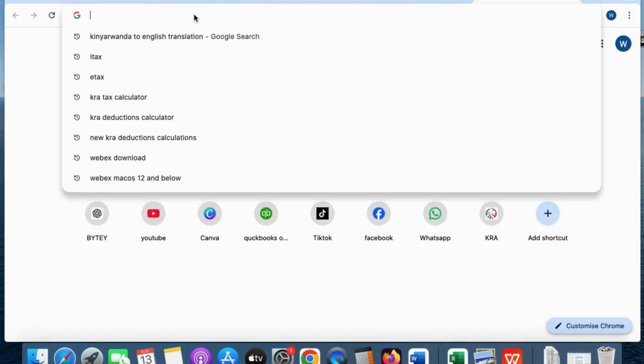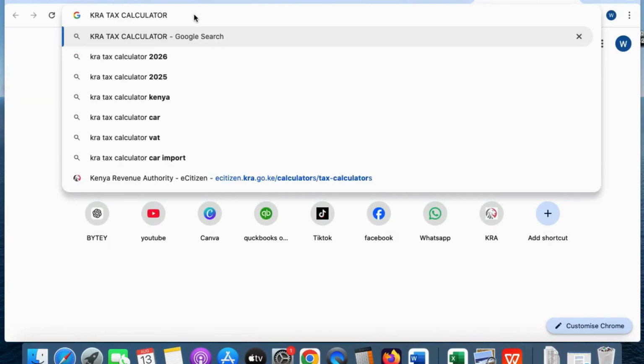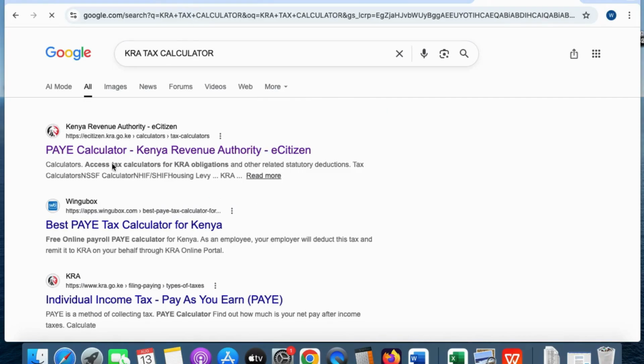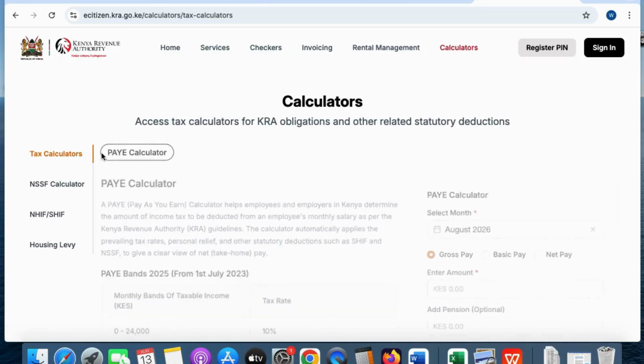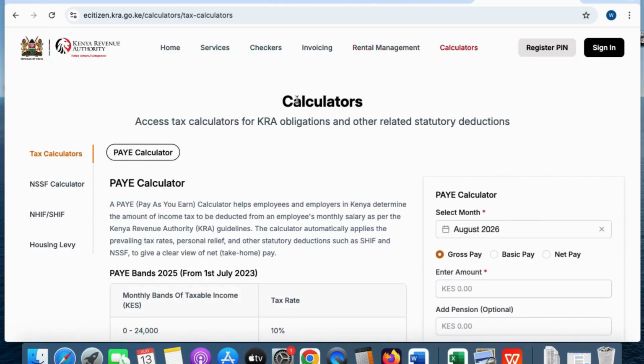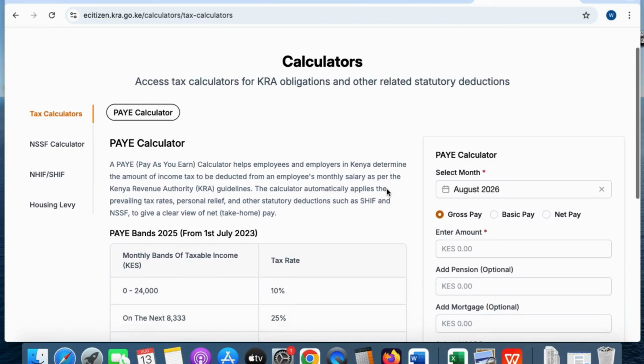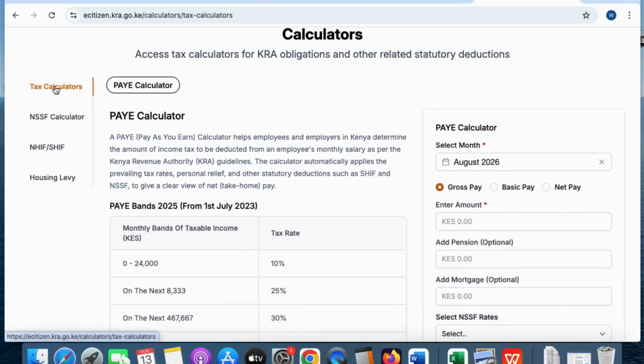So you'll go to Google and search for KRA Tax Calculator, and then you select the first result that appears, which is PAYE Calculator, and then click to open it. Then once it opens, you'll be able to see here on your left side different calculators available. That is including PAYE Calculator, we have NSSF Calculator, we have the SHIF or the former NHIF calculator, and then we have the housing levy calculator.